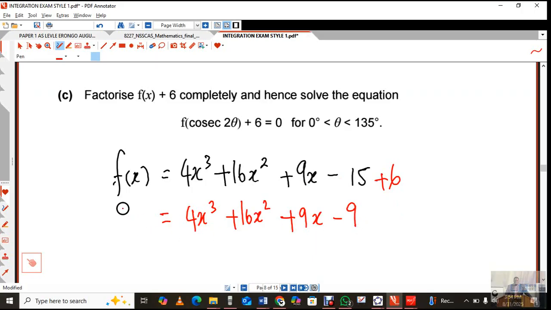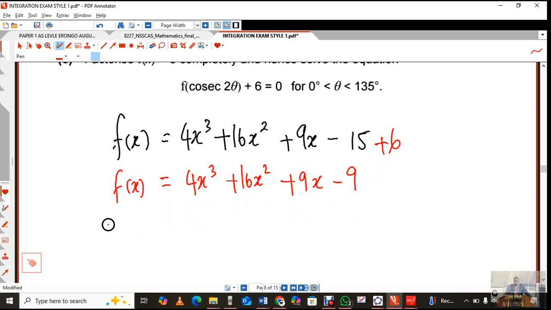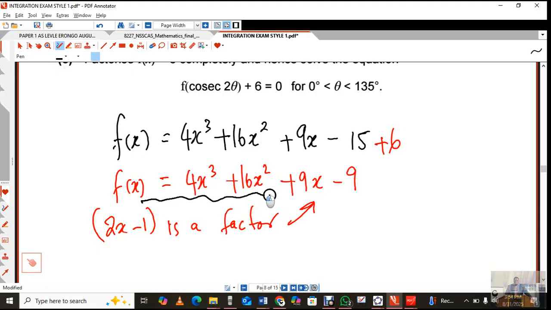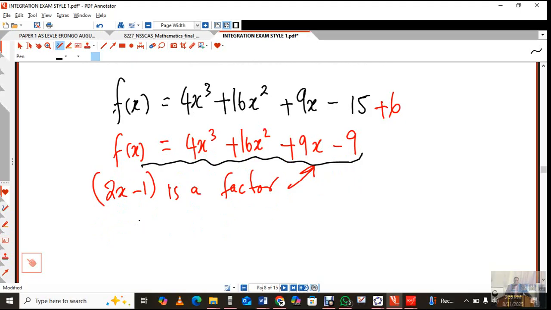Negative 9. And now, because of this, it implies that 2x minus 1 is a factor, all right? It's not going to be a factor of all of this. And you can check it. We can do the division. You can see that we are going to get the answer. If you were to divide 2x minus 1 into that, you're going to get a complete factor. And we already know what it is because we have already calculated. We know that 2x minus 1 now is a factor.